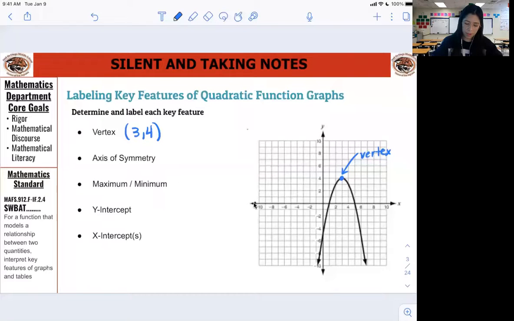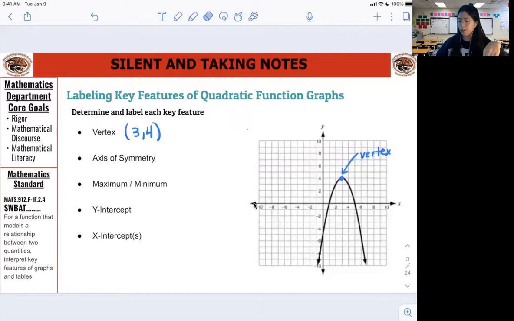4 could be over here. 4 could be down here. I don't know. It could be over there. It could be this 4. It could be down here. If you just say 4, you're not giving me enough information. So when I ask for the vertex, I need to know the full coordinate point. Full coordinate point. 3, 4.